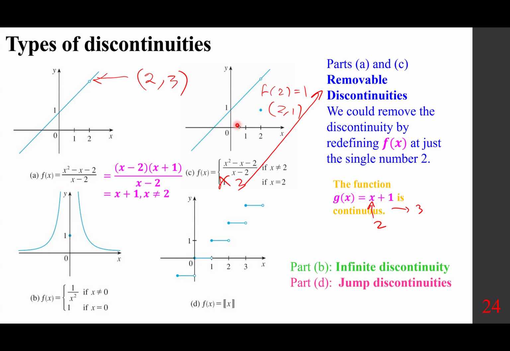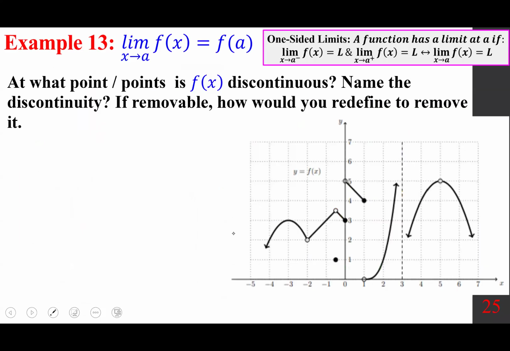In short, I hope you recognize the limit exists as x approaches 2. Now the functional value may or may not be there. This doesn't have a functional value, this does. If you redefine it, you fix it. But this too, the limit doesn't exist and there is nothing you can do to fix it. If the limit doesn't exist, it's not fixable.